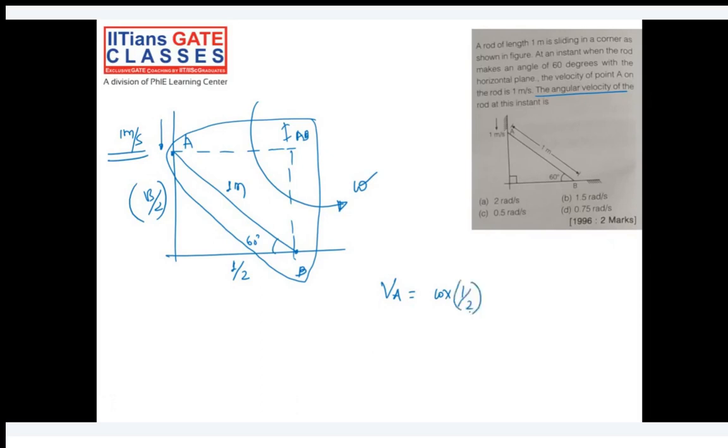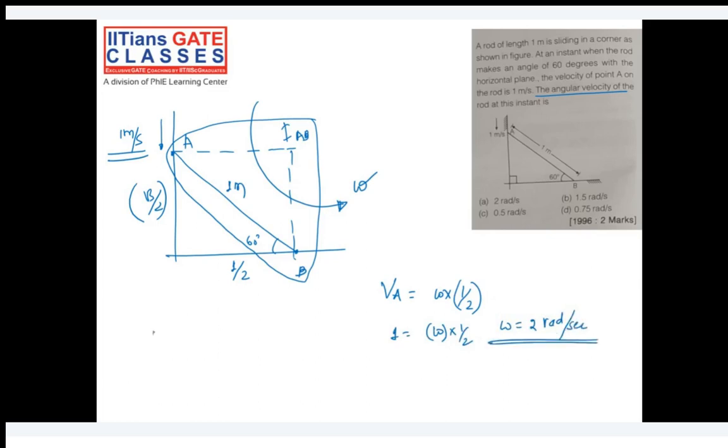Okay, and the omega is how much? We have to calculate. Velocity is given as 1. So 1 is equal to omega into 1 by 2. So omega is equal to 2 radian per second. So even using this, you can calculate the velocity of point B also.